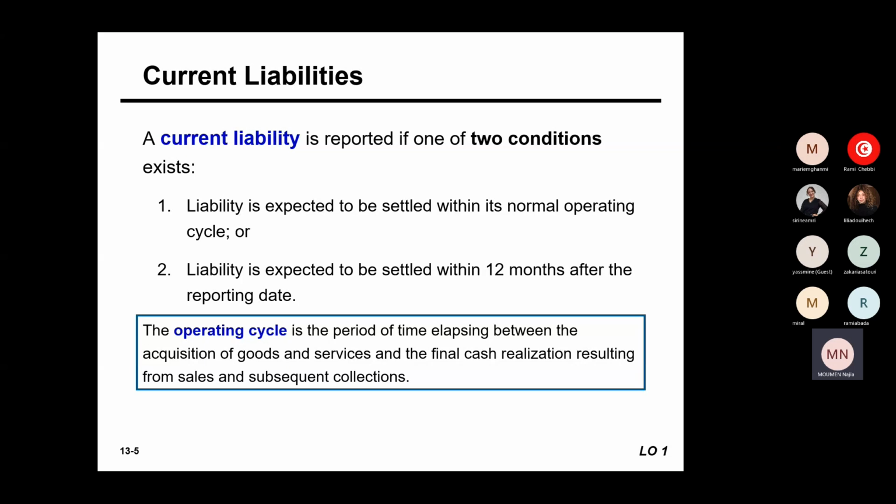That's important because we always consider either one year or the operating cycle, whichever is longer. If the operating cycle is more than one year, then we should consider the operating cycle as the basis for deciding if it is a current or long-term liability. So please keep in mind, a current liability is one that will be settled within the operating cycle or within 12 months after the reporting date. We are on December 31, and we assume that amount of liability will be settled within 12 months after that reporting date. That's how we should classify it as a current liability.